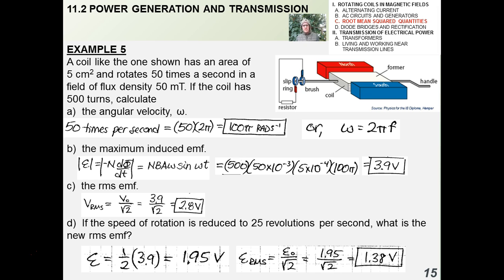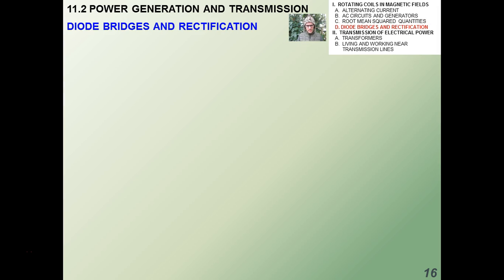If the speed of rotation is reduced to 25 revolutions per second, what is the new RMS EMF? You could grind through all the numbers again, but notice that this is just 1/2 of what it was, so 1/2 of 3.9 is going to be the new maximum induced EMF, and then the RMS voltage is going to be that divided by √2, which is 1.38 volts.